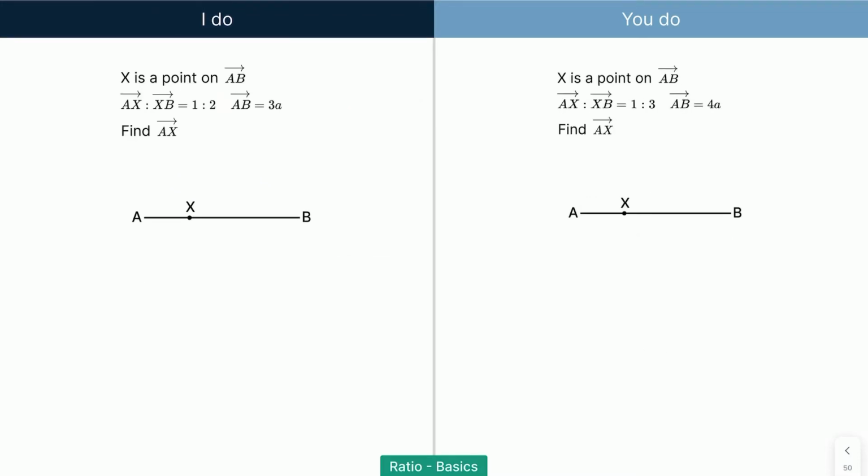Now, obviously, ratios won't come in usually as 1 to 1. They'll be written as something different. So, for example, we've got 1 to 2, but step 1 is the same. Add them together.